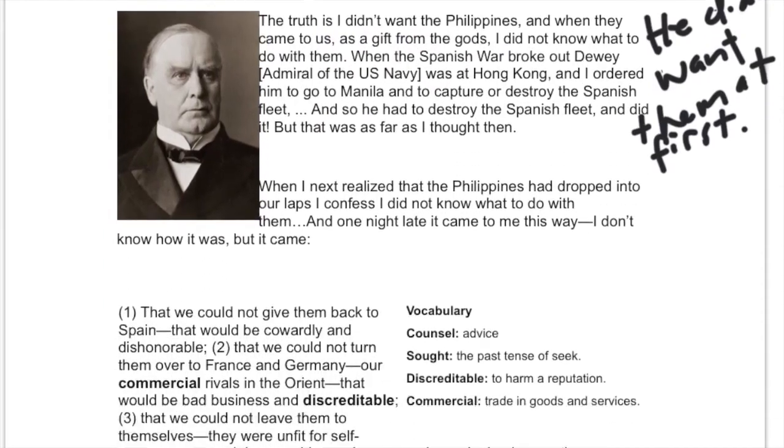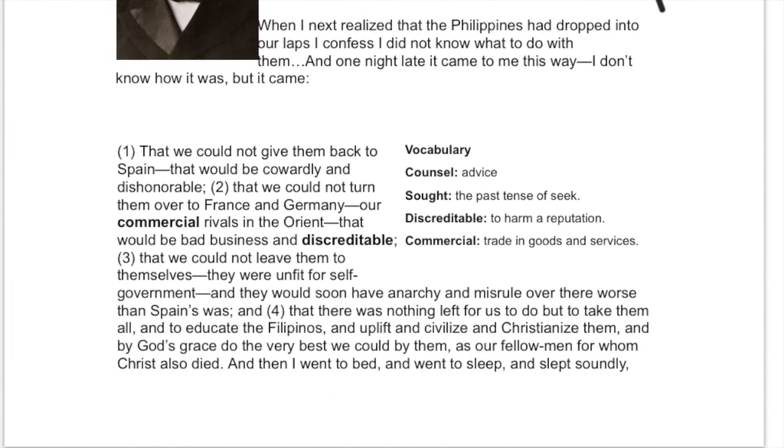Moving on to the second paragraph, which is all of this.